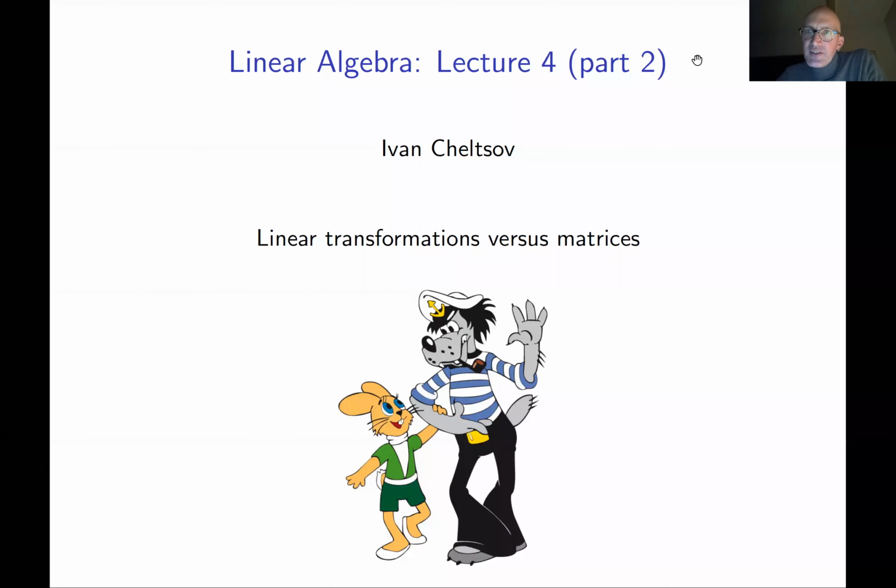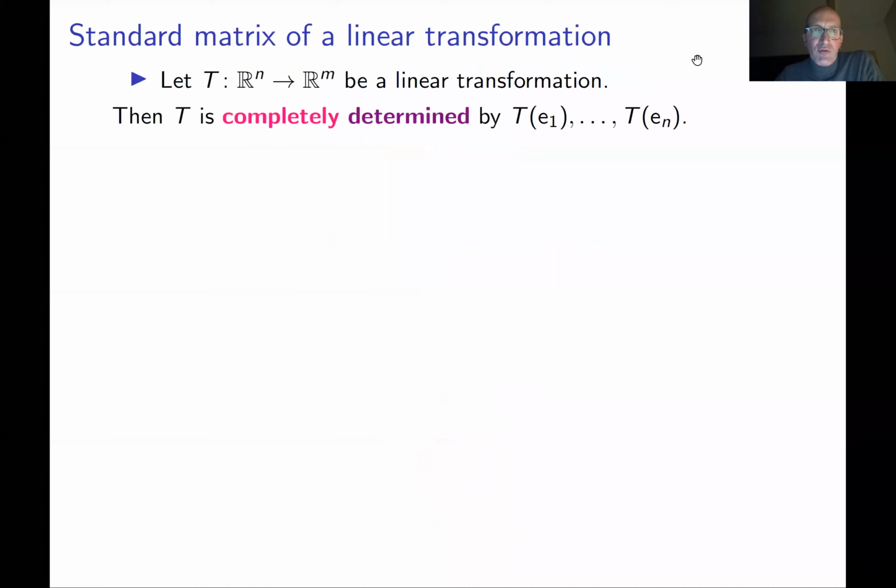Hello, this is the second part of lecture 4 of linear algebra, and in this part we will continue our study of linear transformations. Okay, let us fix n-dimensional space Rn and m-dimensional space Rm, and let's consider some linear transformation from Rn to Rm and call it T.